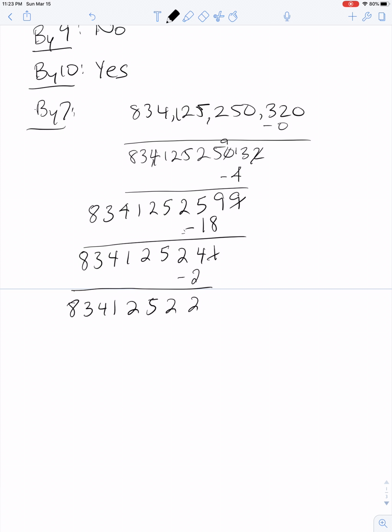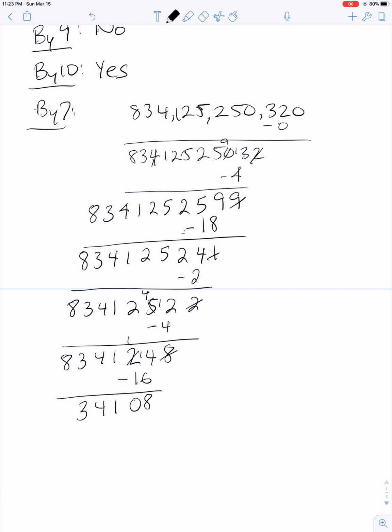Told you this is going to take a long time. So we have another 2, so multiply that by 2 to get 4. So 12 minus 4 is 8. Bring down the 4, 2, 1, 4, 3, 8. So now we've got an 8, multiply that by 2 to get 16. So 8, 0, 1, 4, 3, 8. So another 8, multiply this by 2 to get 16.